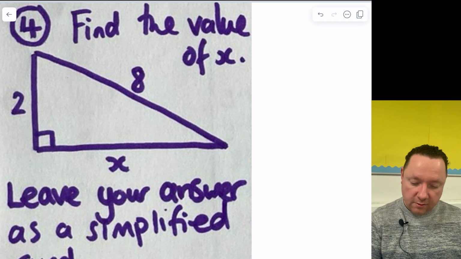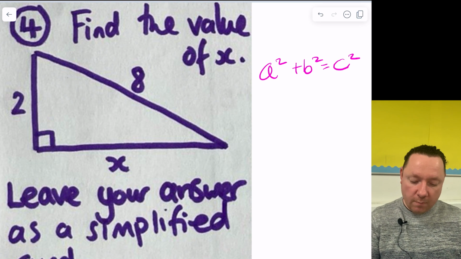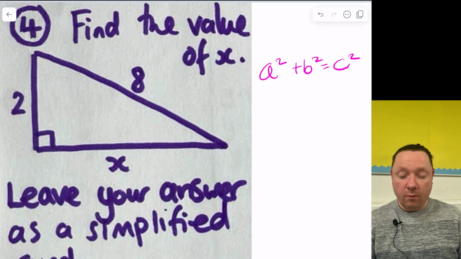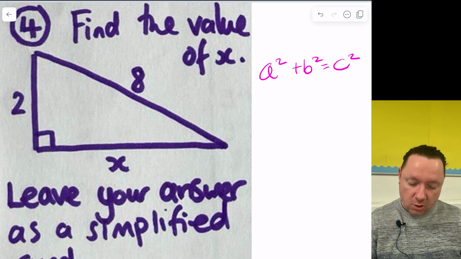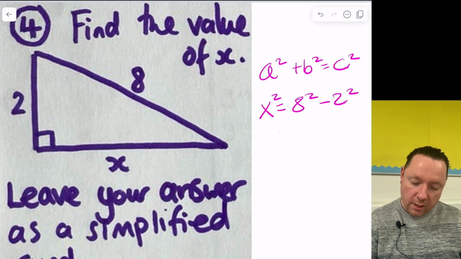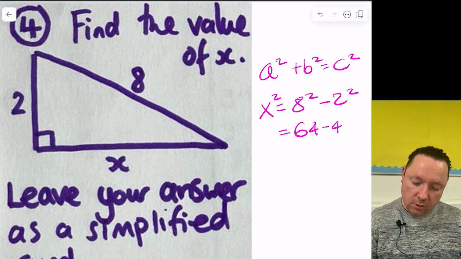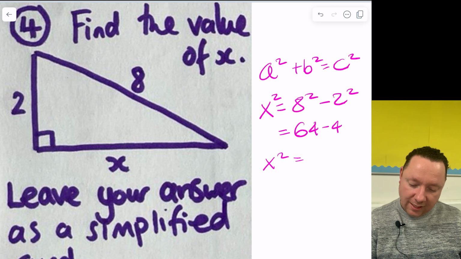So Pythagoras, remember, is a squared plus b squared equals c squared. But c is the longest side. Now, the longest side in this case is 8. So I'm actually finding one of the shorter sides. So if I wanted to find a or b, I would take away. So in this case, x squared would equal, I'll just write squared first, 8 squared minus 2 squared. So let's work that out. 8 times 8 is 64. 2 twos is 4. So that means that x squared equals 60.